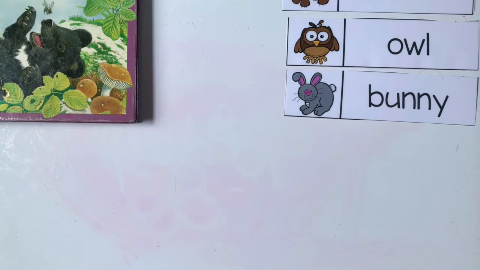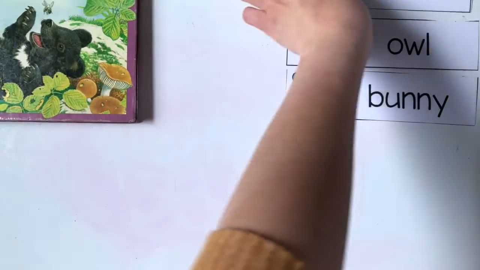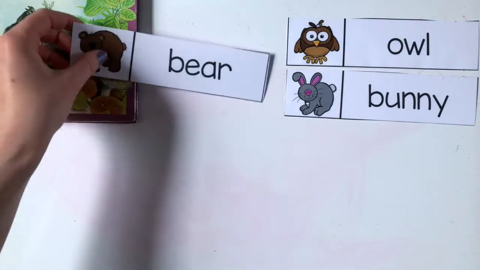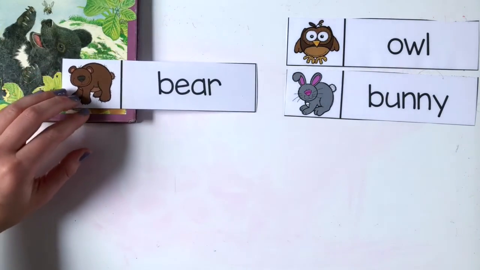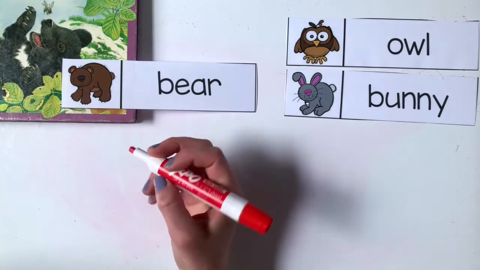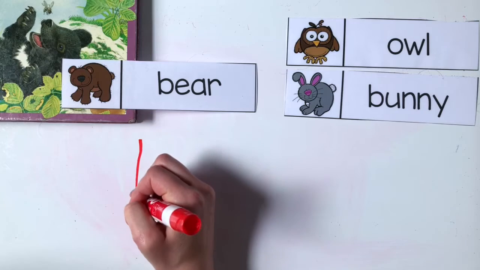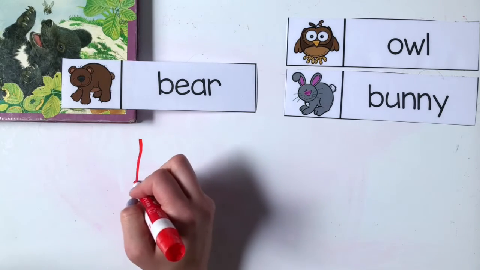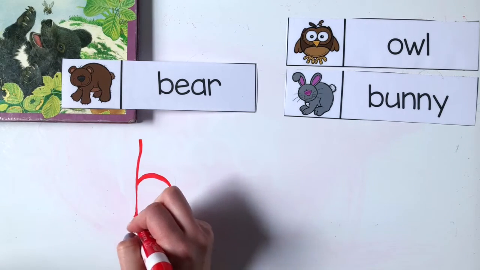Hey friends, so for writing today we're going to practice writing different animals from the story. So the main character of this story was Bobby Bear. He was a bear. So we're going to start off with writing the word bear. And bear starts with b, b. So you do a line down and around.